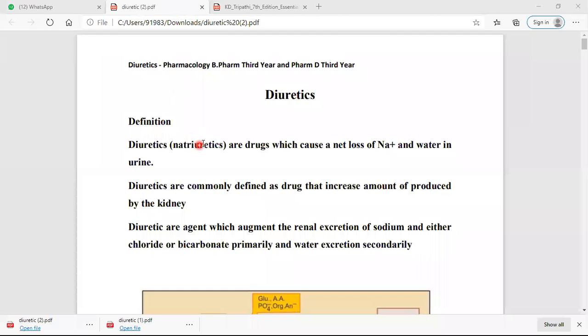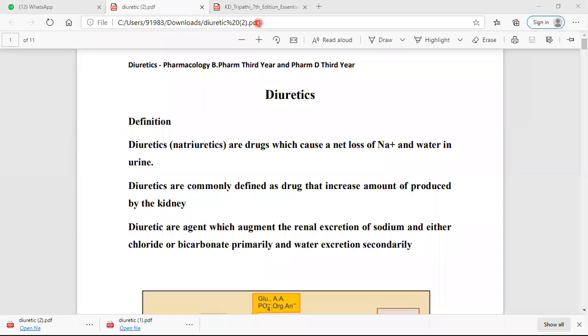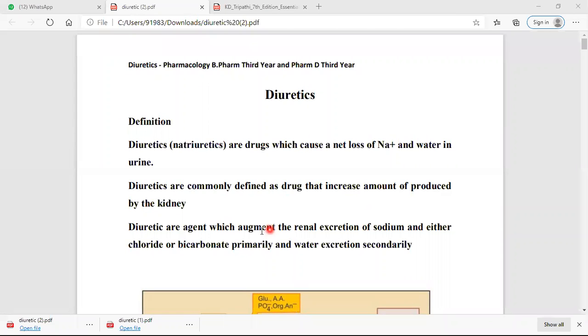So what do you mean by diuretic? Diuretics are drugs which cause a net loss of sodium and water in the urine. They are commonly defined as drugs which increase the amount of urine produced by the kidney. They augment renal excretion of sodium, meaning they inhibit reabsorption, and hence cause renal excretion of sodium and either chloride or bicarbonate primarily, and water excretion secondarily.